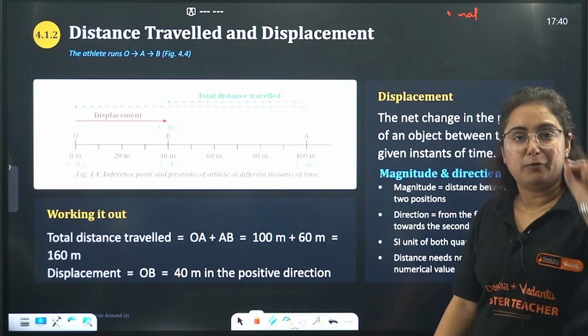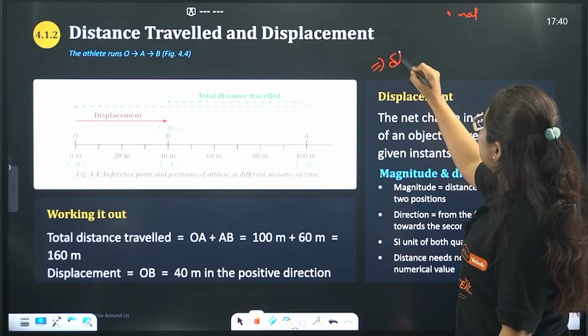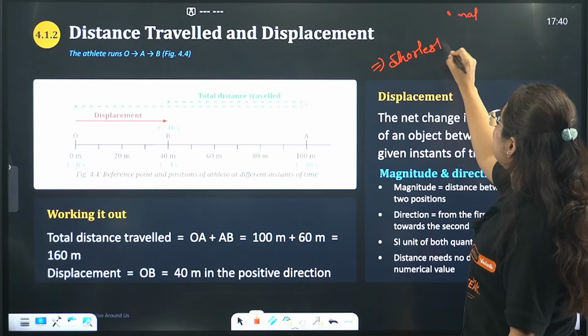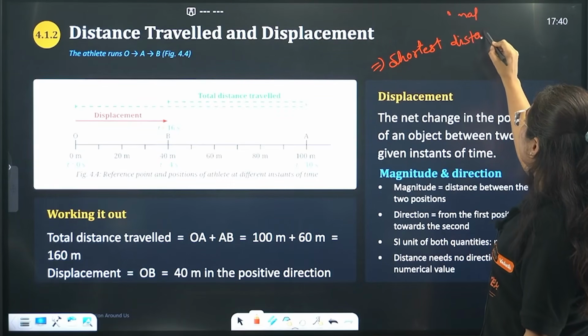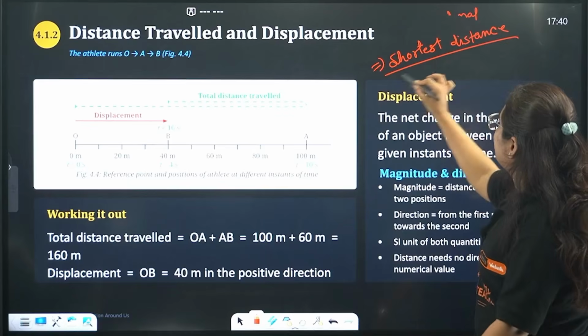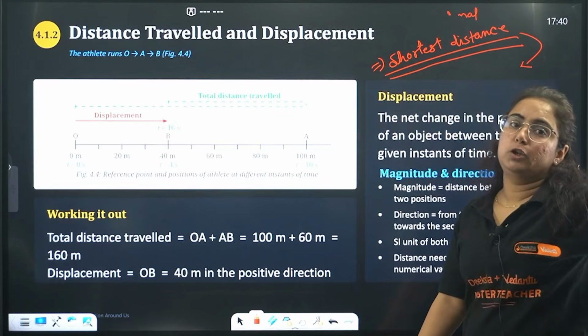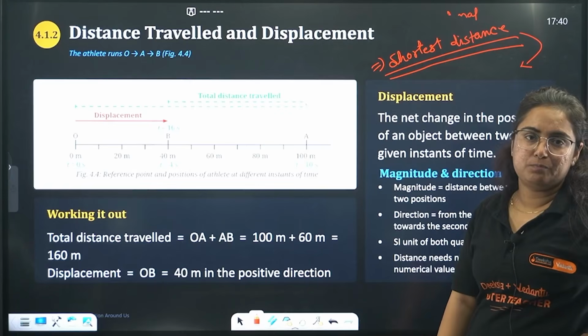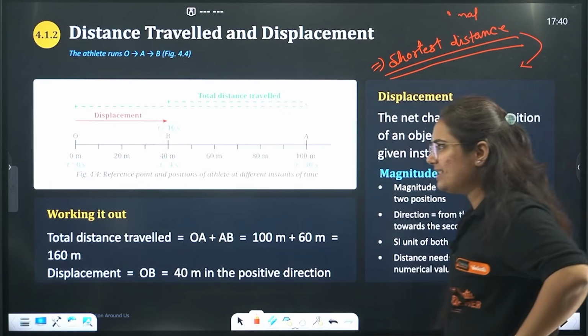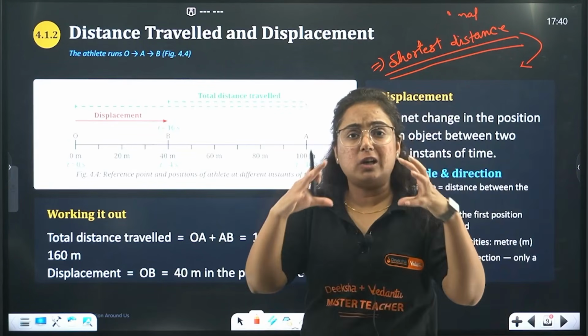Because the displacement of an object in motion is basically the shortest distance. Pay attention to this word, shortest distance between a person moving from destination to the original position. For example, ma'am, please tell us what it is. It is the shortest distance.